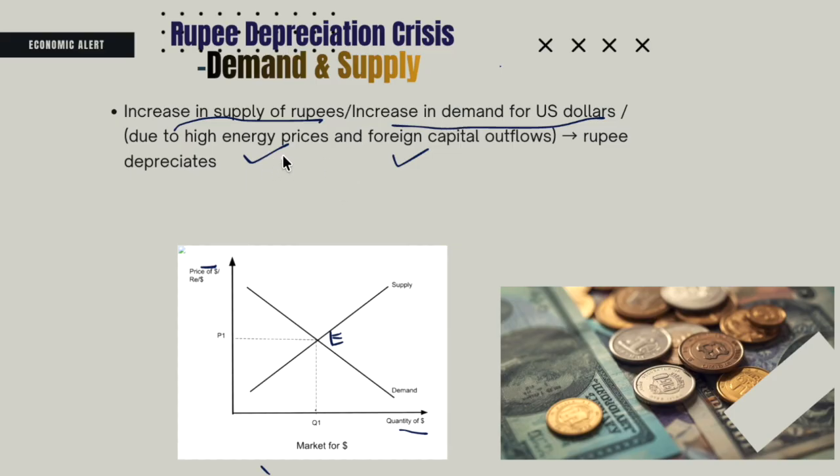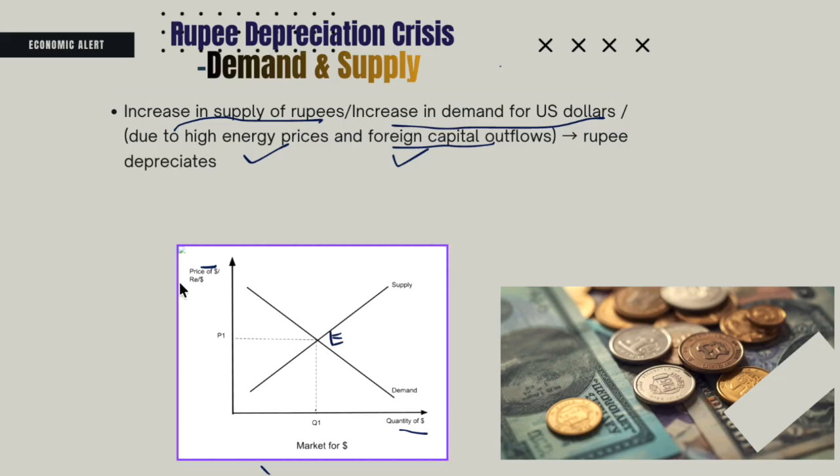If the energy prices are high, we are going to import more, and hence we will need more dollars. To buy more dollars, we will have to supply rupees in the foreign exchange market, and hence an increase in supply of rupees. Similarly, for foreign capital outflows, if the foreign investors are withdrawing or pulling out their money from India, they will have to convert their rupees into dollars. So this will increase the demand for dollars and increase the supply of rupees. Both of these will lead to a rightward shift of the demand curve.